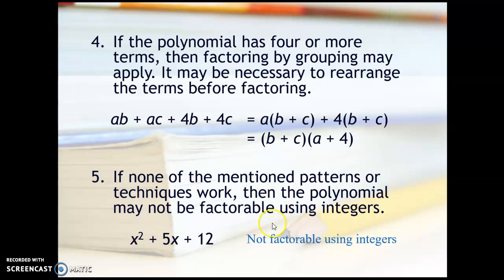it's a trinomial, no greatest common factor, leads with a leading coefficient of 1. So the binomials would have to both begin with x, because x times x is x squared, but we would then need factors of 12 that add up to 5. Well, 1 times 12 is 12, those add up to 13. 2 times 6 is 12, those add up to 8. 3 times 4 is 12, those add up to 7. There are no factors of 12 that add up to 5. Therefore, it's not factorable using the integers.